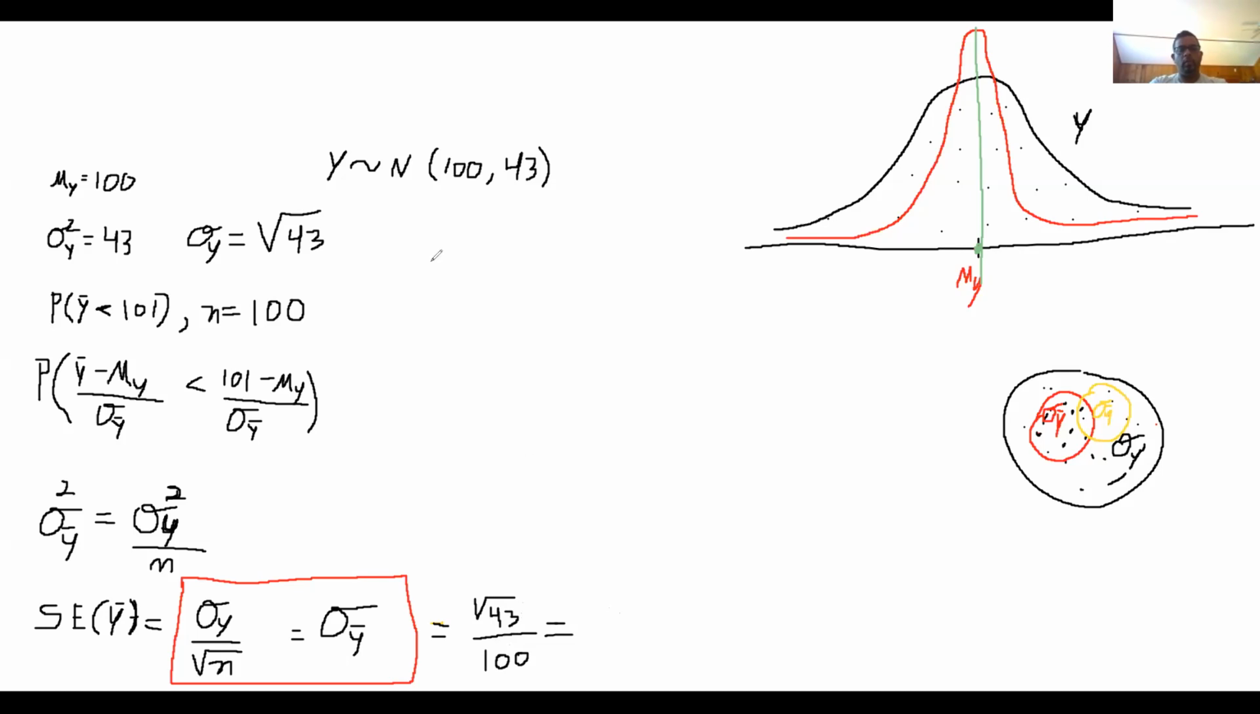Sorry, I made a mistake here. Let me see. No, I think you take the variance. What I meant to say here is that we need not the standard deviation of 43, sorry, the square root of 43, but we also have to take the square root of 100, yes. And that would be the square root of 0.43. Correct.